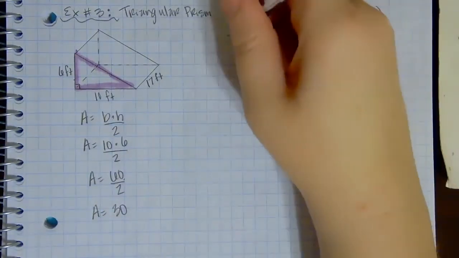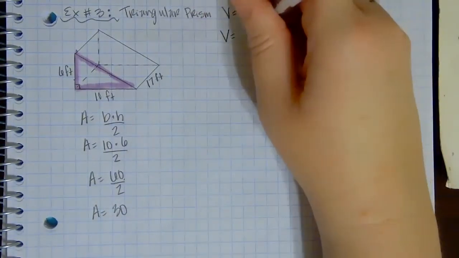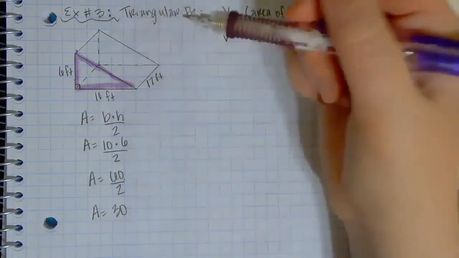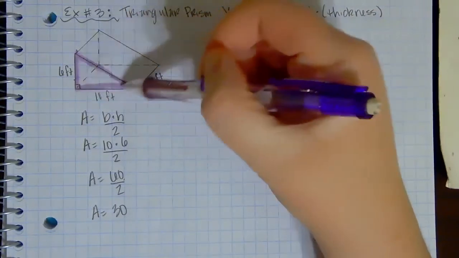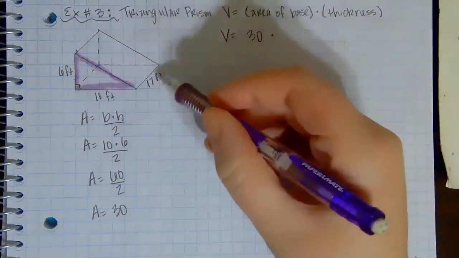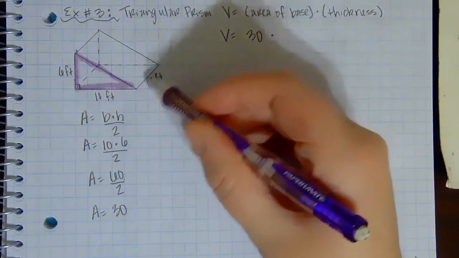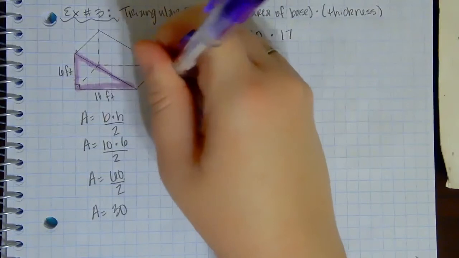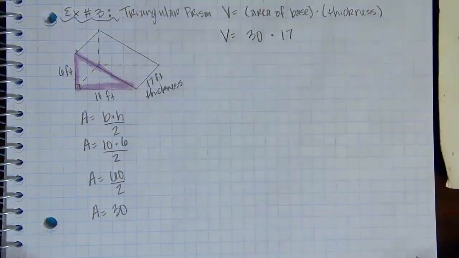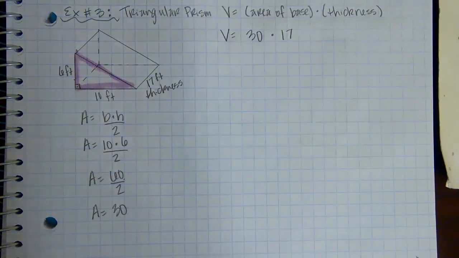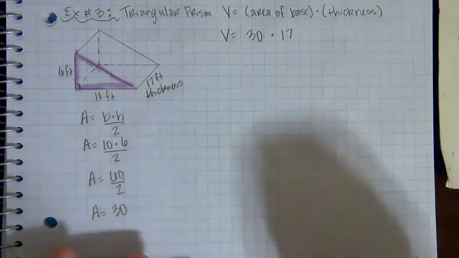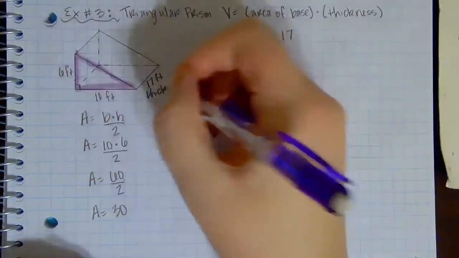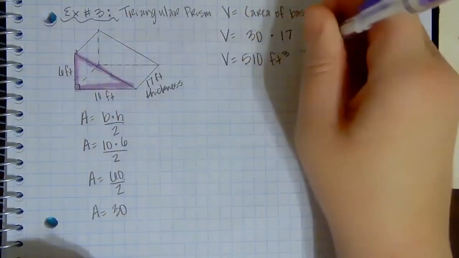So I put it back in the same thing. Volume equals area of the base, 30, times the thickness. And again, the thickness is the distance between the two shapes that are the same. So triangle here, triangle back here. 17 is how far apart the two triangles are from each other. So that's my thickness. Okay, so 30 times 17 gives me 510 as my volume. Again, feet times feet is feet cubed.